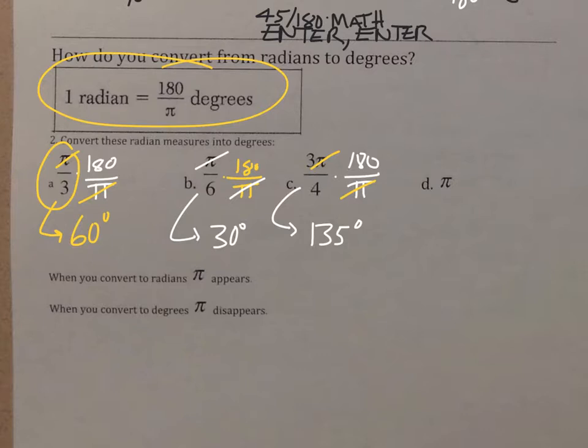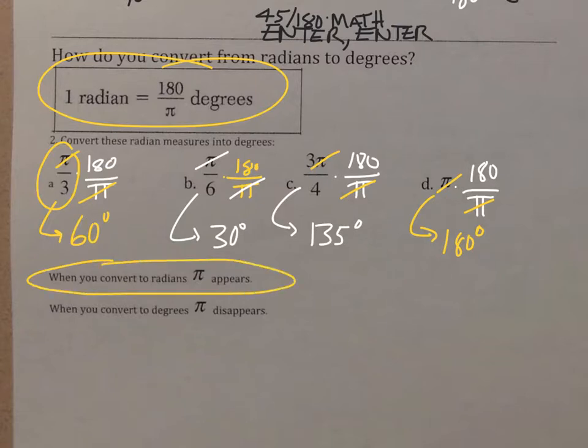And then if you just had pi radians, that ends up being 180 over pi times pi. The pi's disappear, so all you're left with is 180 degrees. So just as I said moments ago, when you convert to radians, usually a pi appears. When you convert to degrees, usually the pi disappears. I think we're only going to do one more question, and then move on to going over the homework.